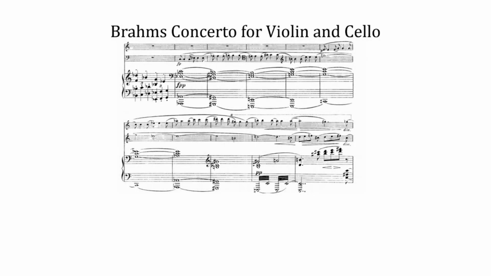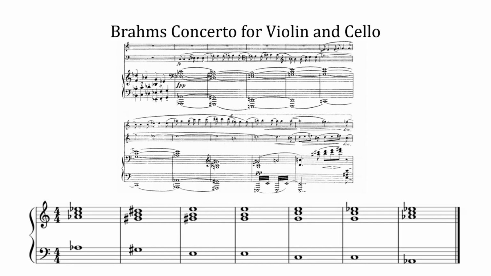One musical example that suits Neo-Riemannian analysis is Brahms' Concerto for Violin and Cello. During this excerpt from the first movement, the harmony uses a cycle of P and L transformations to transition seamlessly away from and back to A flat major. Let's have a listen.